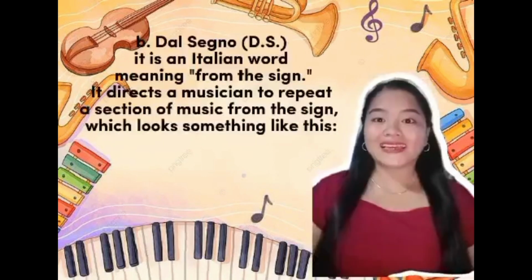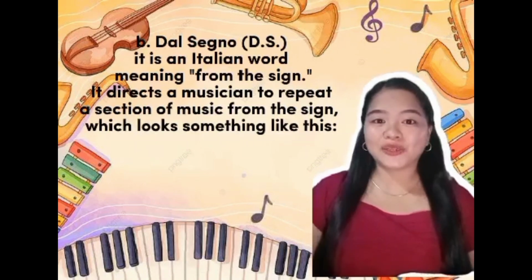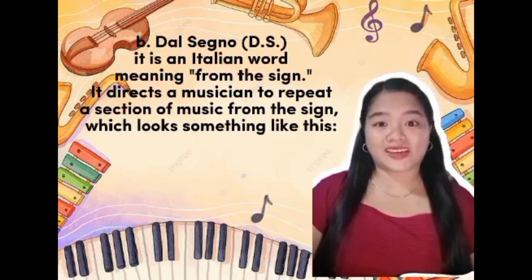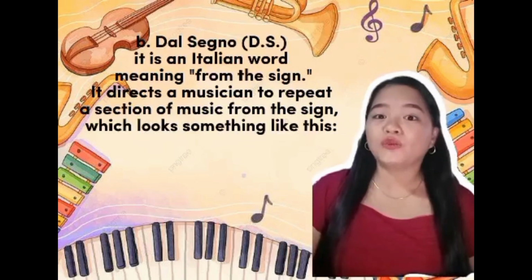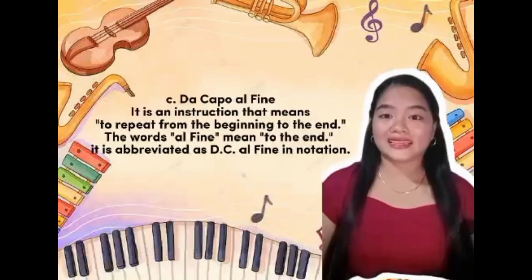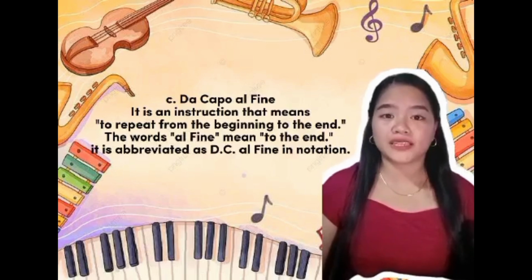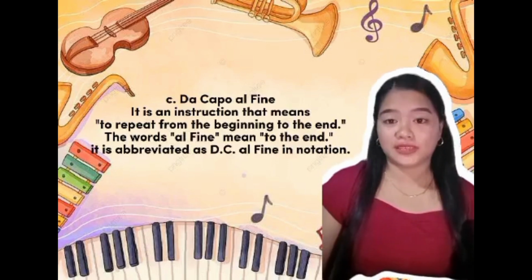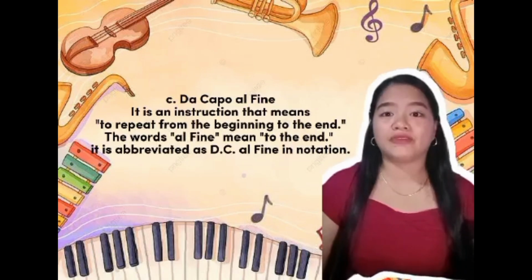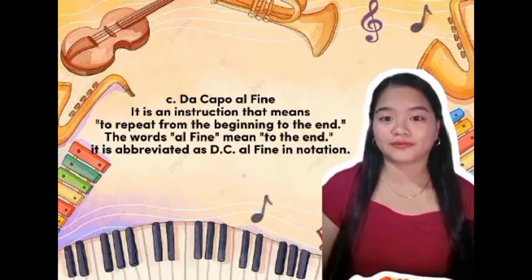Segno. Dal segno is abbreviated as DS. It is an Italian word meaning from the sign. It directs a musician to repeat a section of music from the sign, which looks something like this. Next is the da capo al fine. It is an instruction which means to repeat from the beginning to the end. The word al fine means to the end. It is abbreviated as DC al fine in notation.